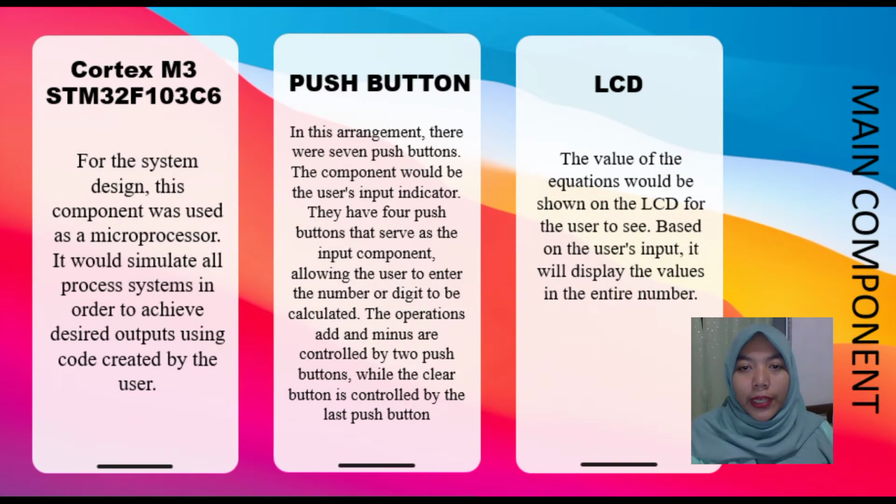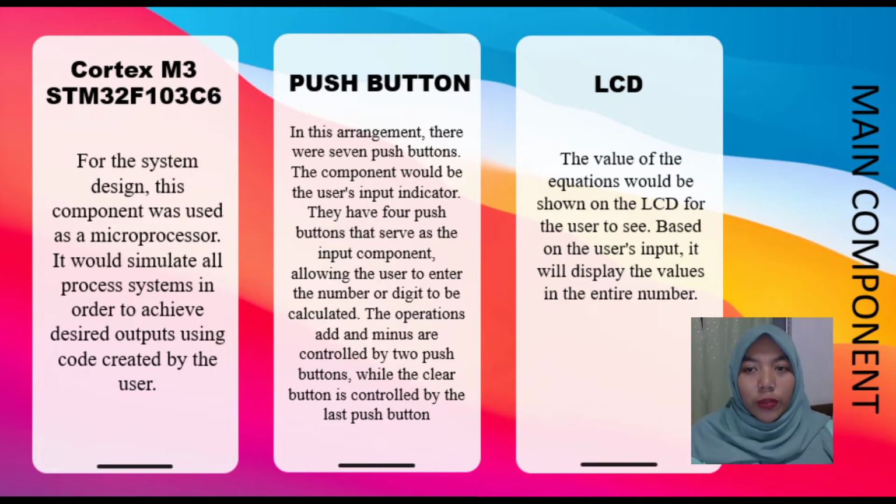Next part is main components. In this project, we employ three essential components, which are first, Cortex-M3, second, push button, and last but not least, the LCD. Let's go through one by one. First, Cortex-M3. For the system design, this component was used as a microprocessor. It would simulate all the process systems in order to achieve the desired output using the code created by the user.